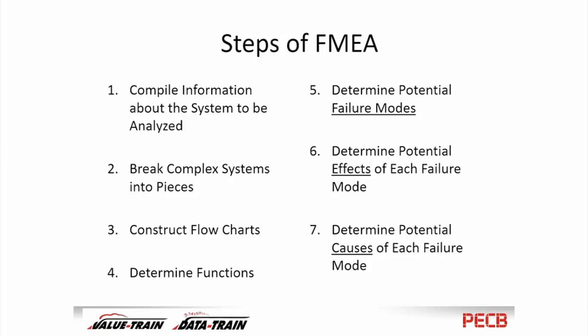So we compile our information. If the system is large or complex, we decide what level of detail we're going to do our system, perhaps break it into pieces. We then have to make some sort of flow charts. If it's a process-oriented FMEA, it's important to build a flow chart so we understand how the process works logically. We then determine for each portion of the system what are the functions of that part of the system, and I'll talk about functions in detail in just a little bit. So what does it do?